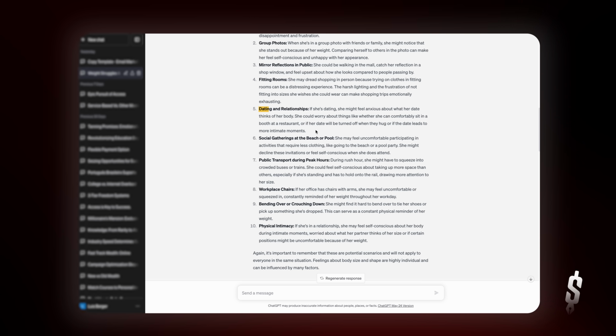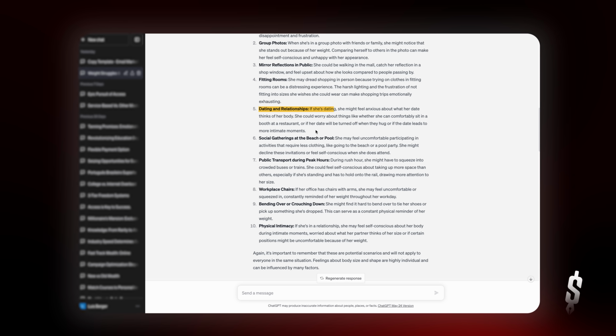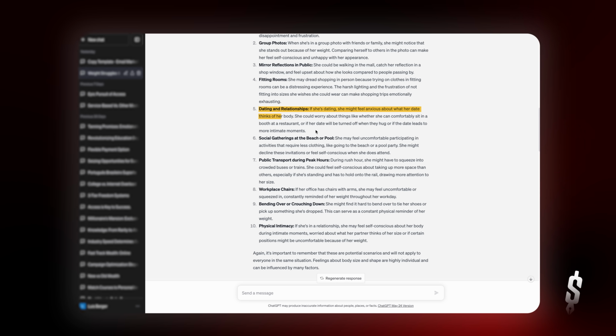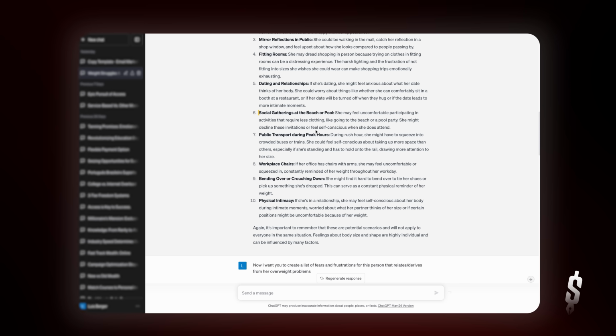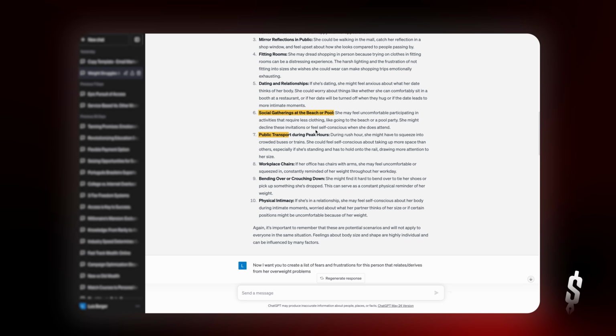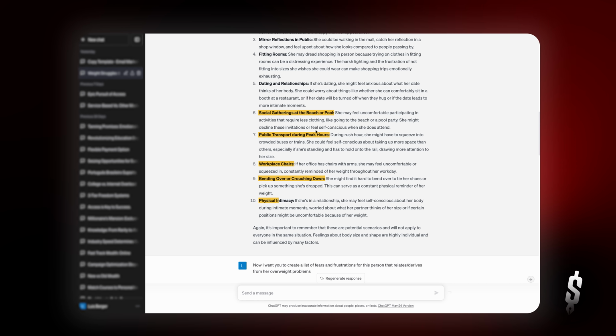Dating is a relationship. If she's dating, she might feel anxious about what her date thinks of her body. She could worry about things like whether she can comfortably sit in a booth at a restaurant, or if her date will be turned off when they hug, or if the date leads to more intimate moments. Makes a lot of sense as well. Social gatherings at the beach or pool, public transport during peak hours, workplace cheers, bending over or crunching down, physical intimacy. So all of those are very, very good fears and frustrations we can tap on in real scenarios of when those problems manifest themselves, and we can use that to lead our communication.